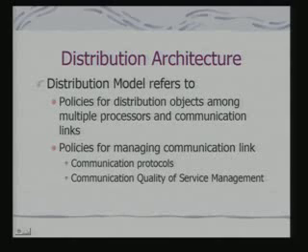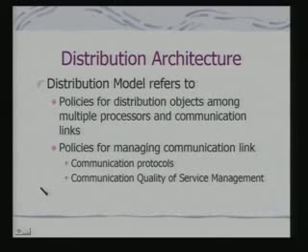A complex system like an air traffic controller system will not be built around a single processor. There may be multiple processing elements. And there would be policies for managing communication links, the communication protocols, and communication quality of service management. So all these things can be specified through your distribution architecture.